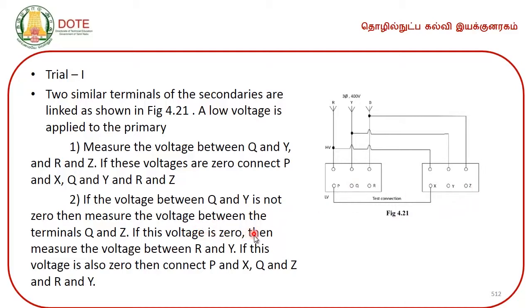If this voltage is 0, then measure the voltage between R and Y. If this voltage is also 0, then connect P and X, Q and Z, R and Y. So instead of Q and Y I am going to connect Q and Z here, and R and Y I am going to connect.